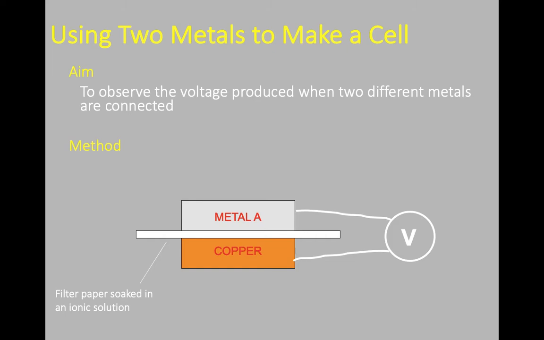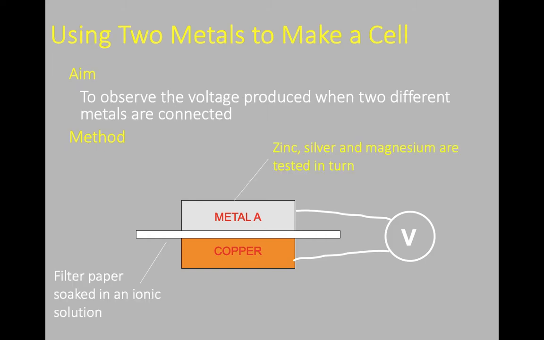Okay, so if we were in class, we would give you the opportunity to use two metals to make a cell. So you would have copper metal and you would make a cell with copper and multiple other metals. You would connect copper to the voltmeter, you would layer some filter paper soaked in ionic solution between copper and the other metal you were using, and you would record the reading on the voltmeter.